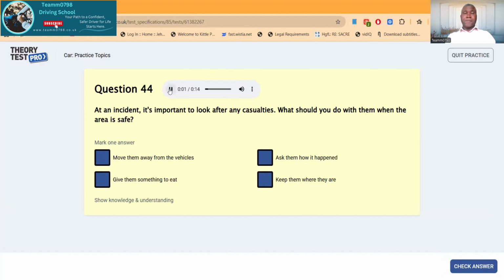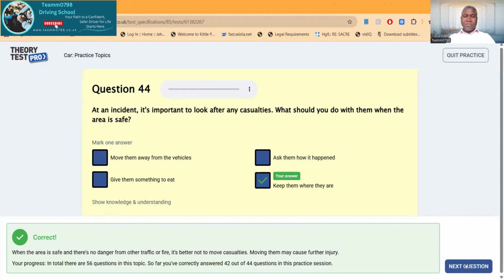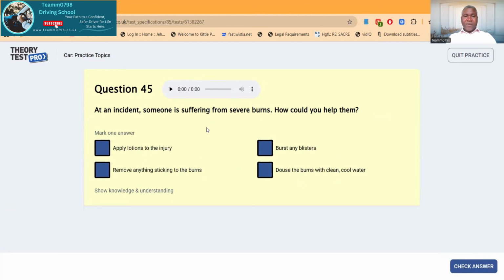At an incident, it's important to look after any casualties. What should you do with them when the area is safe? Move them away from the vehicles. Ask them how it happened. Give them something to eat. Keep them where they are. Because you don't want to move them. Moving them could be dangerous. They may have broken bones or other injuries. You'll be creating bigger problems. So leave them where they are.